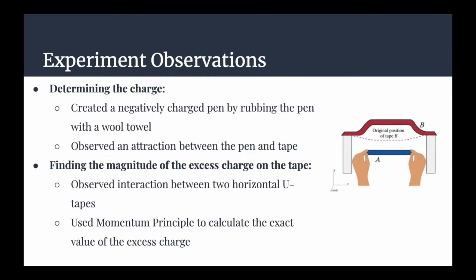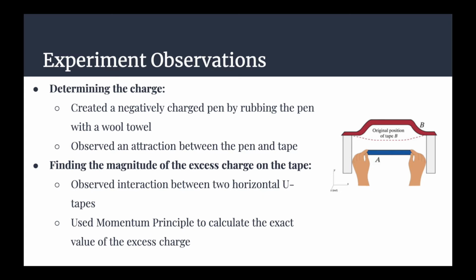These experiments were used to determine the charge of the U-tape and the magnitude of the excess charge on the tape. To determine the charge of the tape, I created a negatively charged pen by rubbing a pen with a wool cloth and observed that there was an attraction between the pen and the tape. This means that the tape itself had a positive charge.